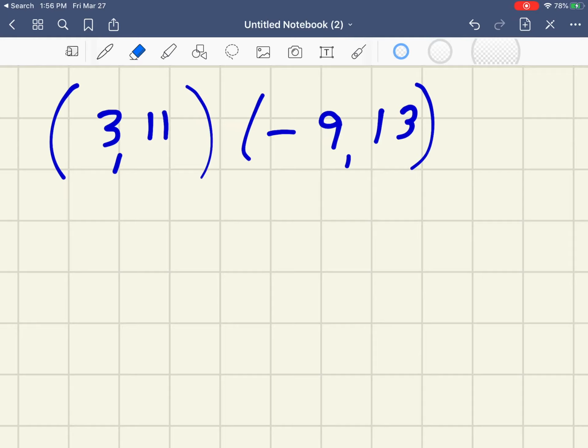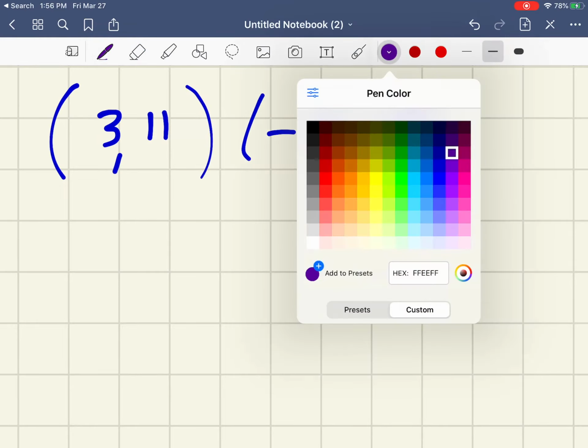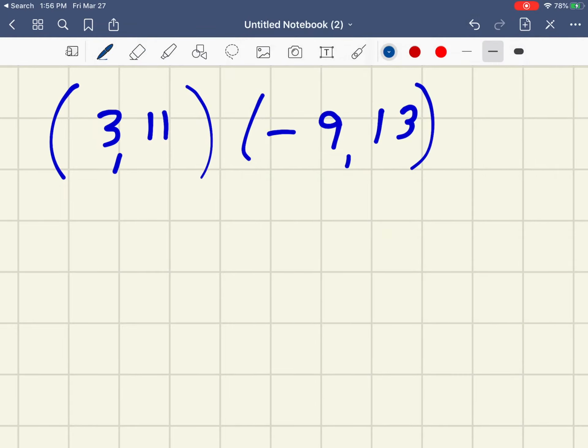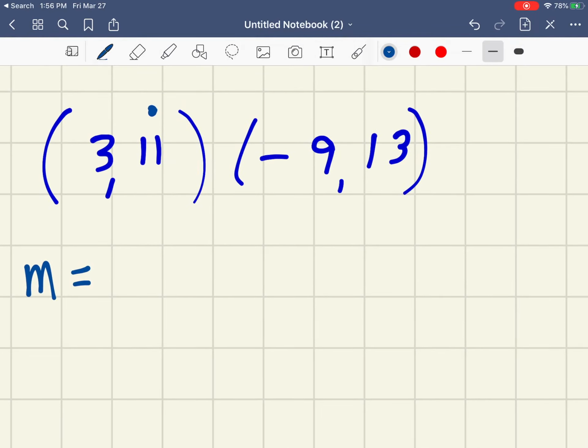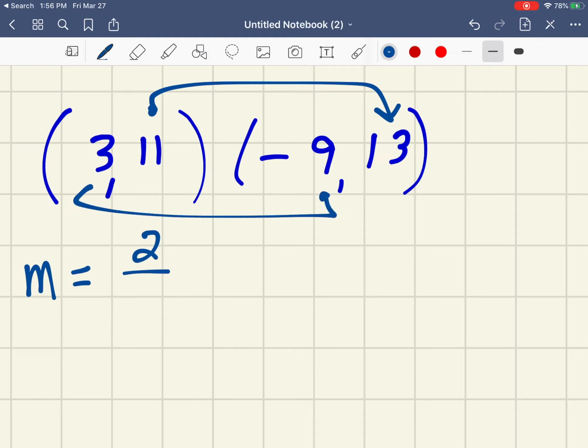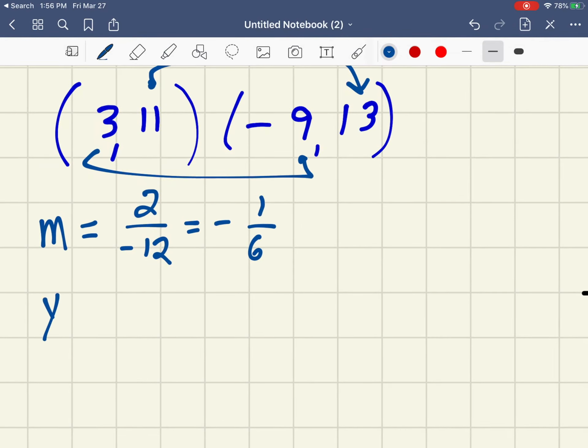Here's a situation when we have 2 points. We have to do a little bit of work. We have to find the slope. So if we start at 11 and go to 13 for our y values, that is a rise of 2. If we start at 3 and go to negative 9, that is a run of negative 12. So my slope is negative 1/6 if I reduce that.